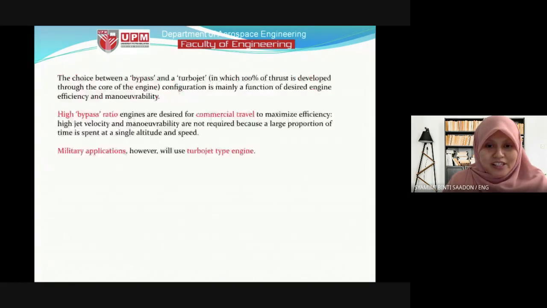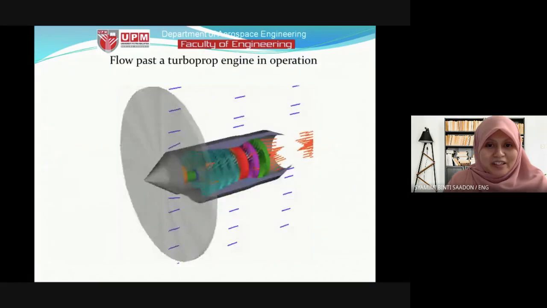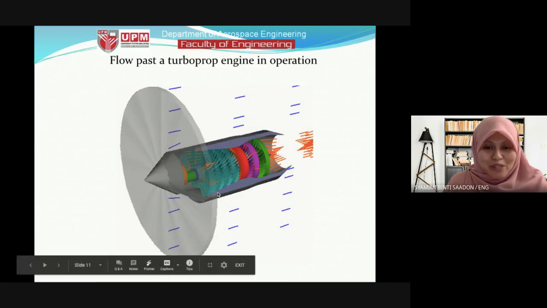Actually, this one should be played, but it's not playing right now. But it's okay, it's just to show you the airflow in the turboprop engine operation.